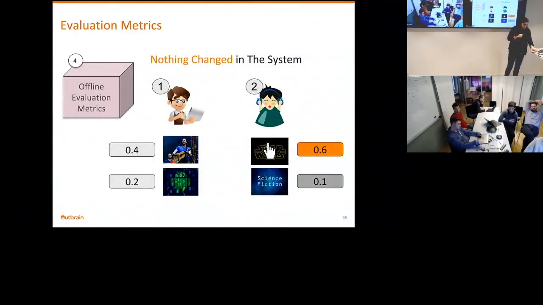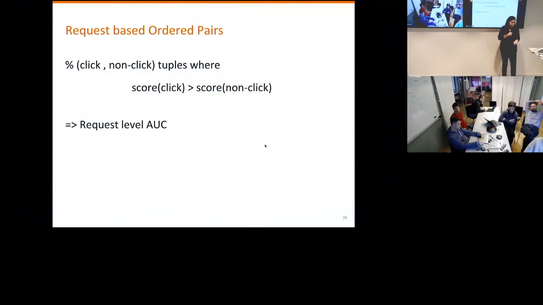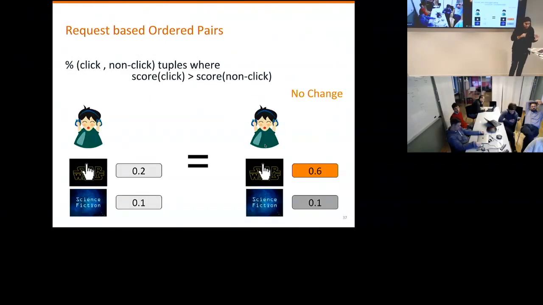And one such metric is called ordered pairs, but it's essentially computing the AUC metric that we just explained, but on a request level. So making sure that clicks are getting higher scores, but in the context of a single request or a single user, because what's happening between users is not very interesting to our system. Okay? And so in this metric, remember we have the previous algorithm, which gave a score of 0.2. The new algorithm gave a score of 0.6. But in terms of the request-based metrics, nothing changed.